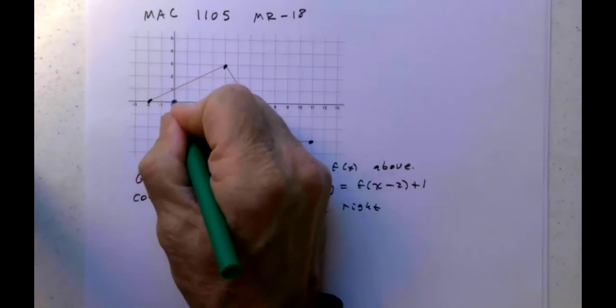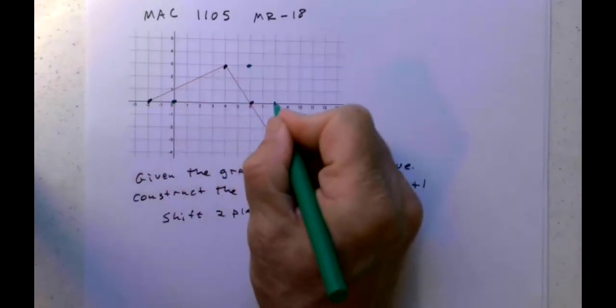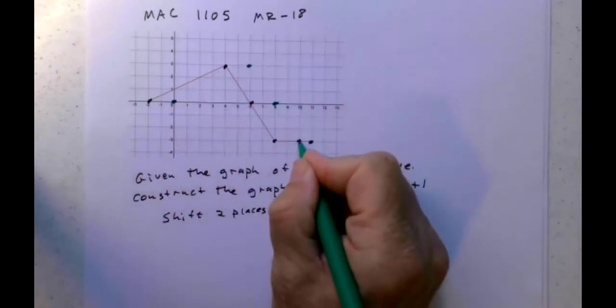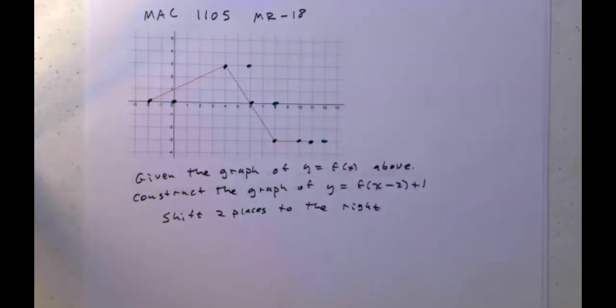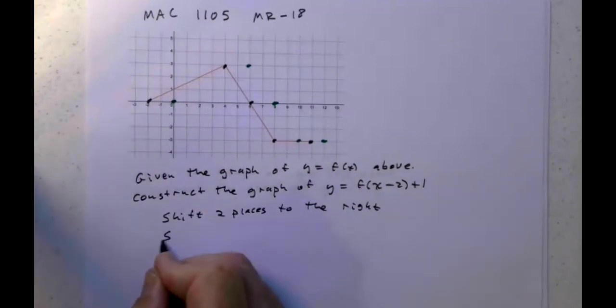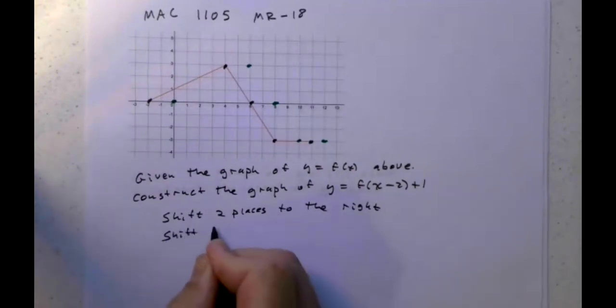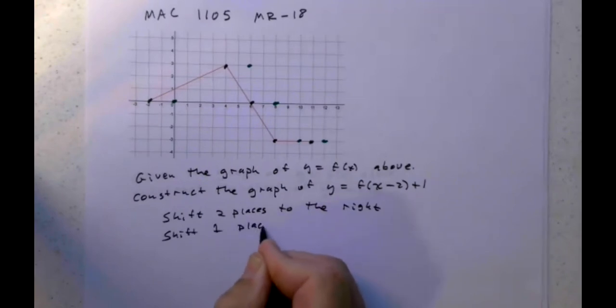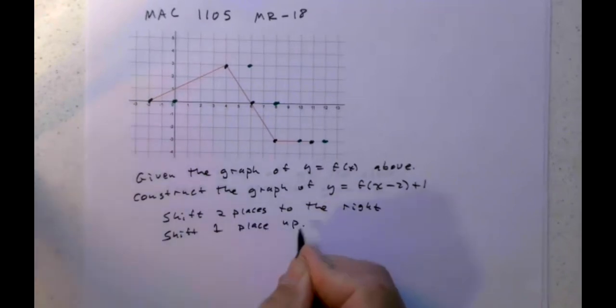Shifted two to the right, shifted two to the right, and shifted two to the right. And then we want to shift the plus one. That will tell me to shift one place up. So I will do that.